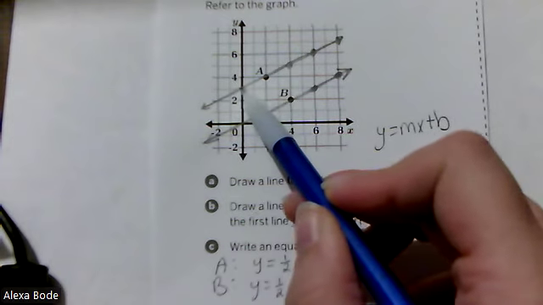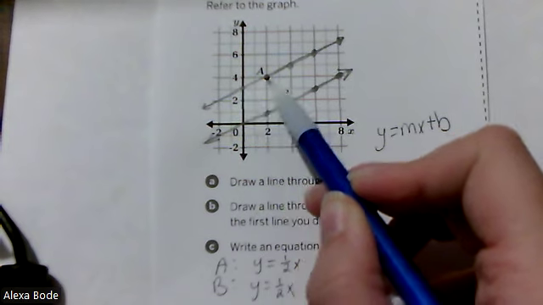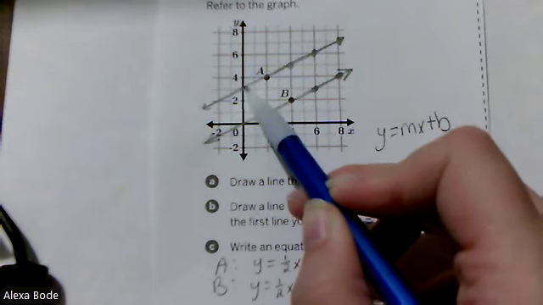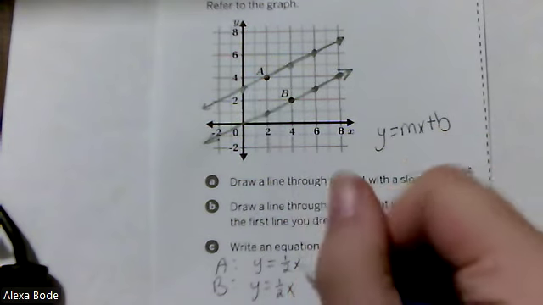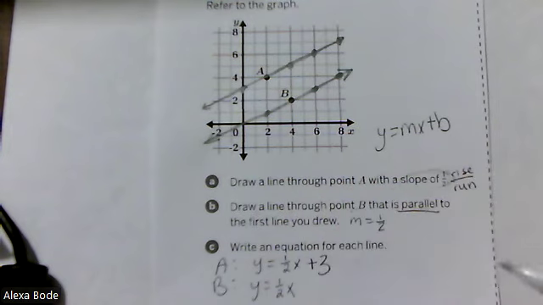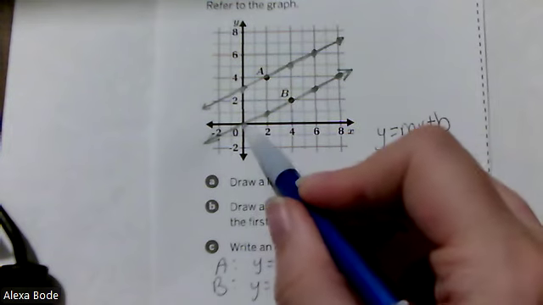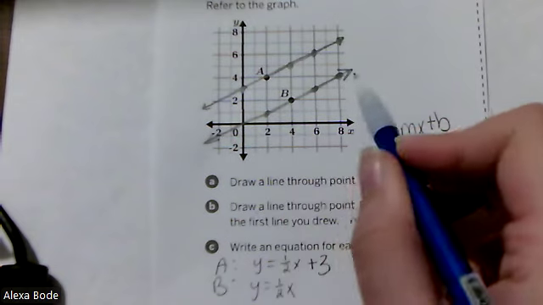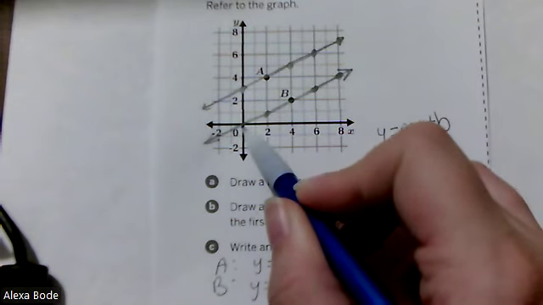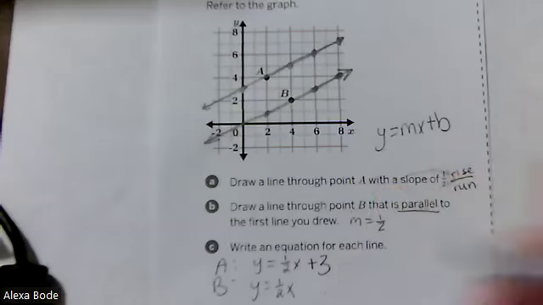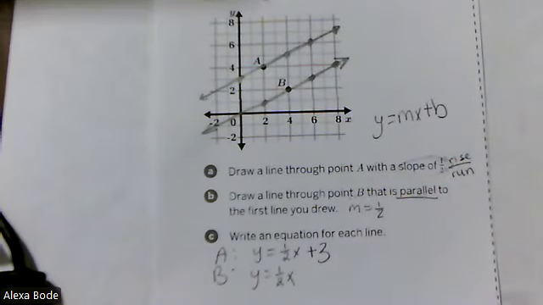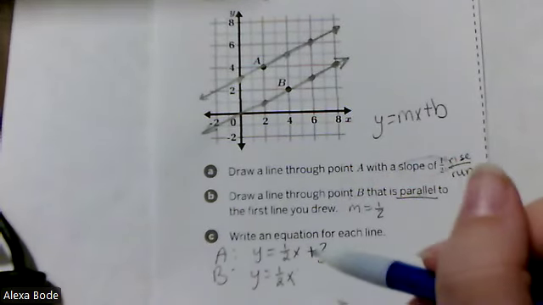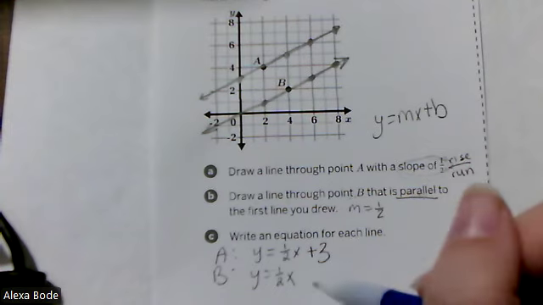So A goes through the y-axis at 3. So right there is that y-intercept. So we're going to do plus 3. And then B has a y-intercept at 0. It is a proportional line. So if it's at 0, you would do plus 0, or you would just leave it like this. So our two equations are y equals 1/2 x plus 3 and y equals 1/2 x.